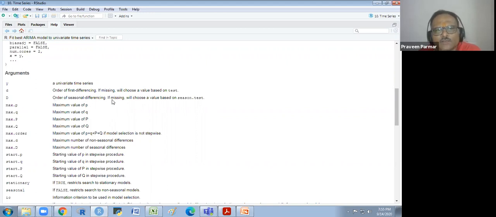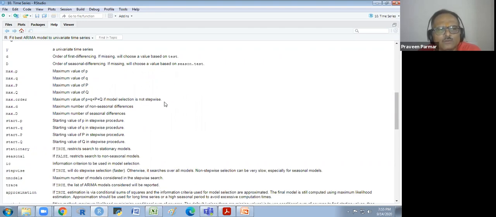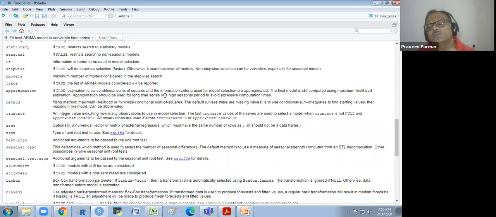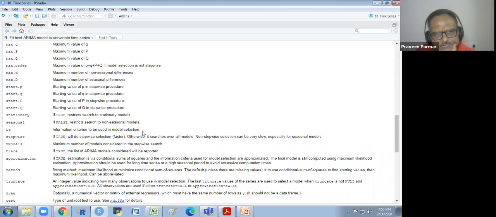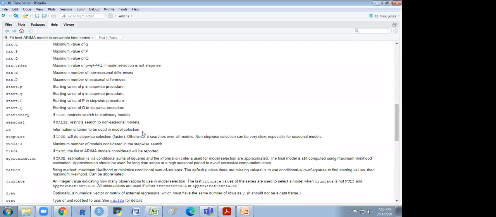Order of seasonal differencing: if missing, it will choose the value based on the seasonal test. I taught each and everything about that formula previously, so I will search for that PPT also. Here I have written each and everything. In the last 3 years I have not taught it that deep, actually. Based on this, I think the first is the model that it has chosen, and the second in brackets is the maximum values that it can actually take.